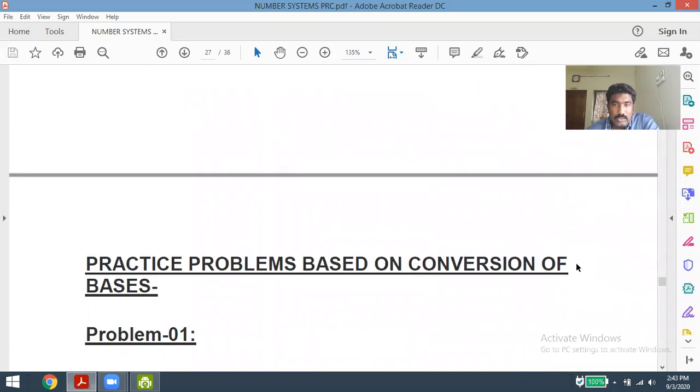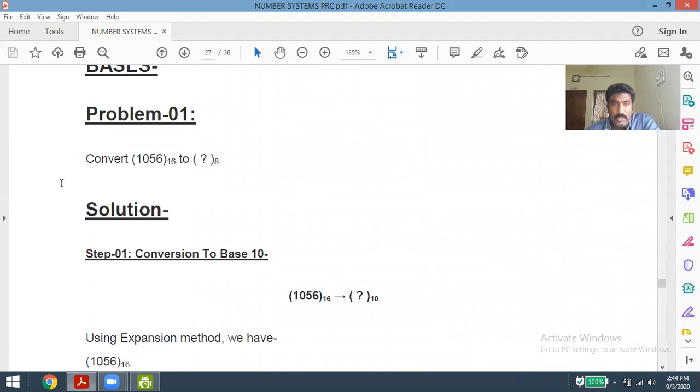So I'll show some example. So here it is. Is everyone audible my voice? Yes, sir. Okay. So if the problem is like this, 1056 base 16 convert into base 8.